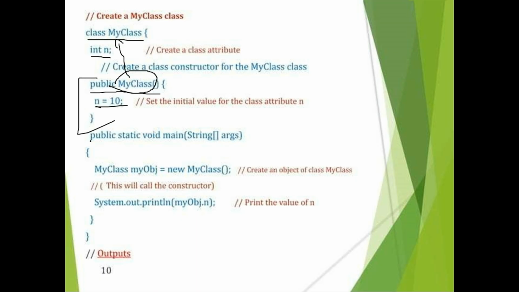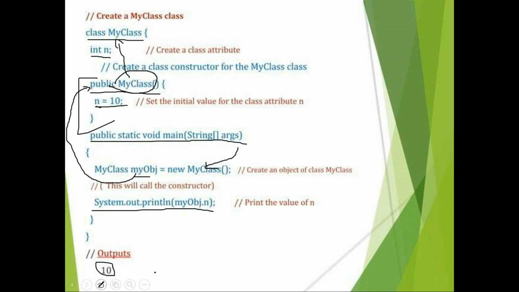Next we create a main function. Within that main function, we create an object for MyClass: MyClass, the object name equal to new MyClass. When that object is created, it directly calls the constructor MyClass. Then we assign the value n equal to 10, and then we display the value of n. It displays the value 10. That is the output of our program.